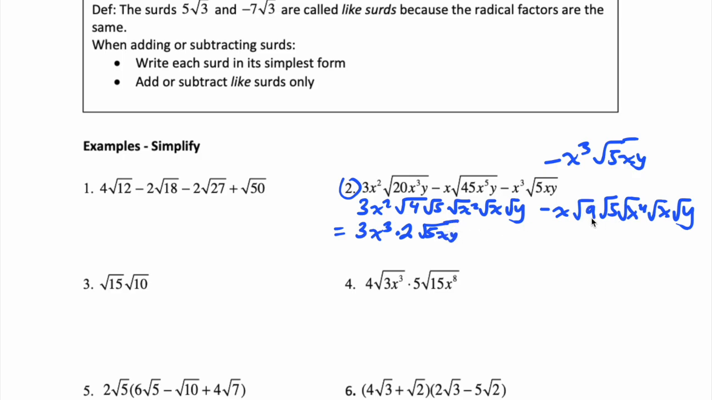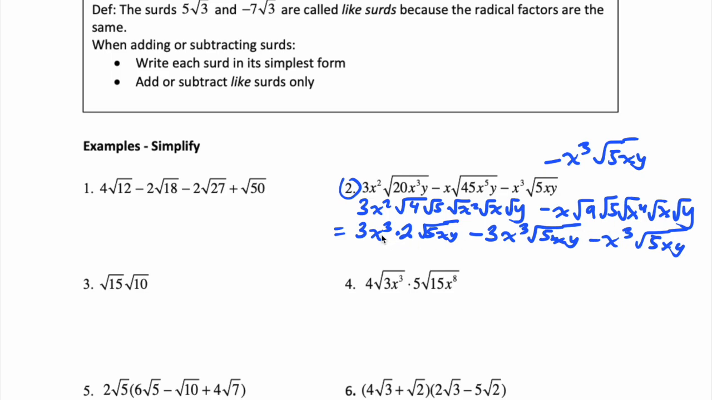Okay, and this one here we've got a 3. And then we've got root x to the power 4 gives you x squared. x squared times x gives you x cubed. And then we've got again root 5xy. And lastly, that one didn't simplify at all, so it's x cubed root 5xy.